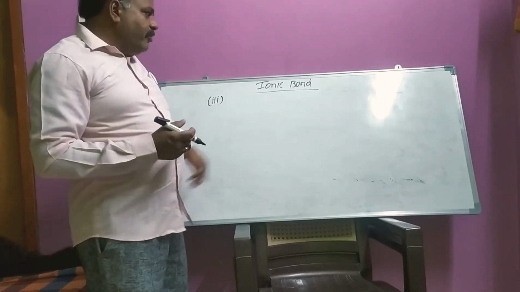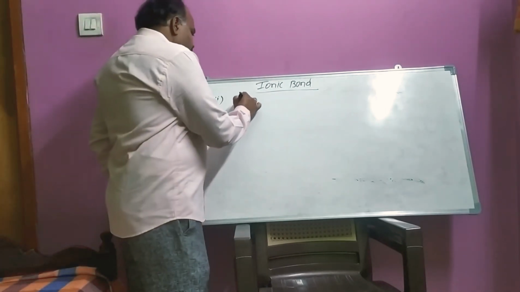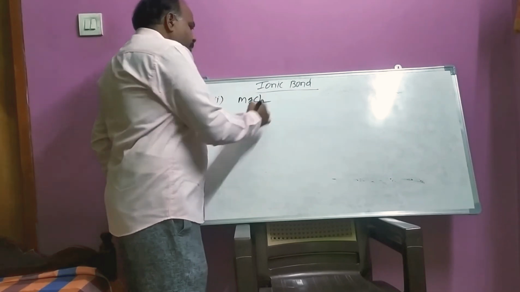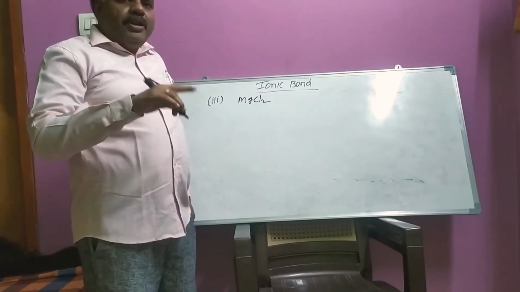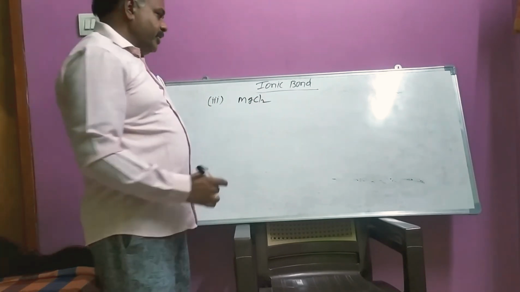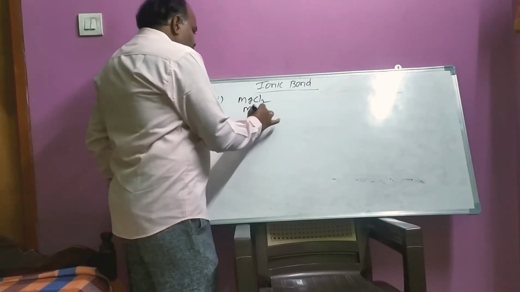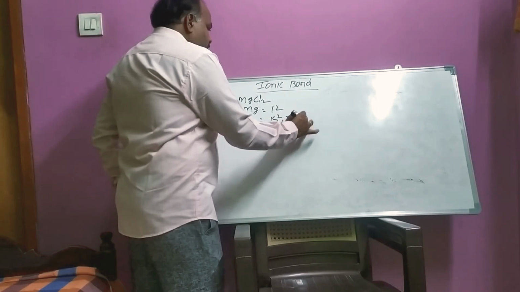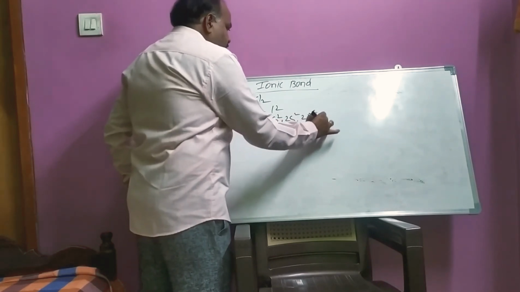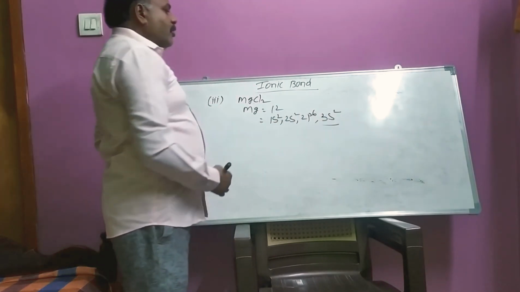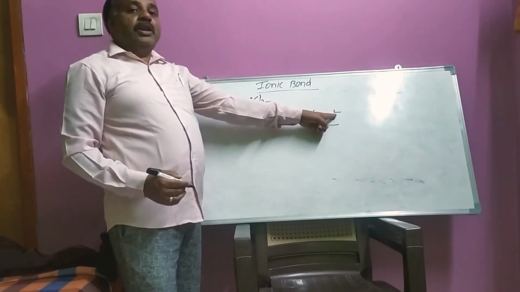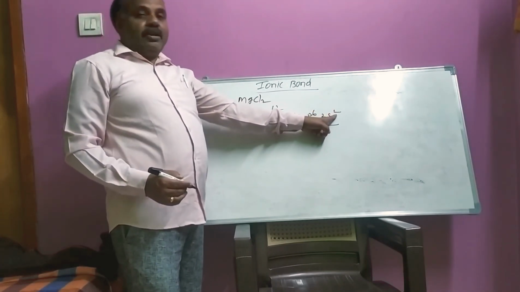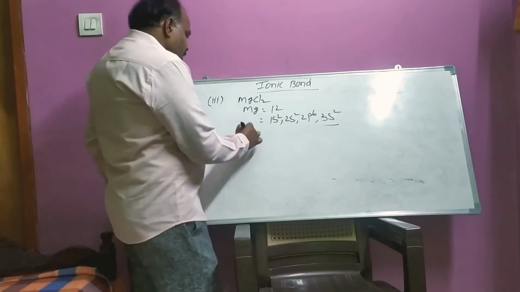Next, one more example for ionic bond, that is formation of magnesium chloride. How the bond is formed between magnesium and chlorine, let us see. Atomic number of magnesium is 12. We know electronic configuration is 1s2, 2s2, 2p6, 3s2. In outermost orbit, there are 2 electrons. It requires 6 more electrons to get stability.